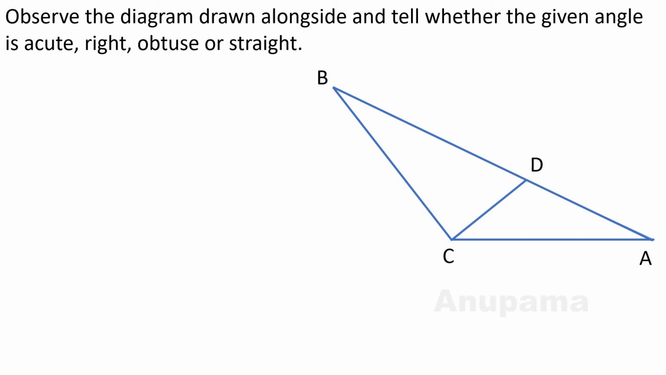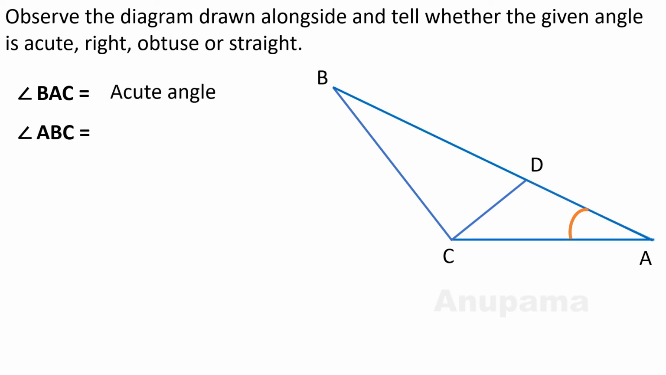Observe the diagram drawn alongside and tell whether the given angle is acute, right, obtuse or straight. So here is your question, angle BAC. Let us find out where is angle BAC. So angle BAC is here. It is angle BAC, and you can easily observe that it is less than 90 degree. That's why it is an acute angle.